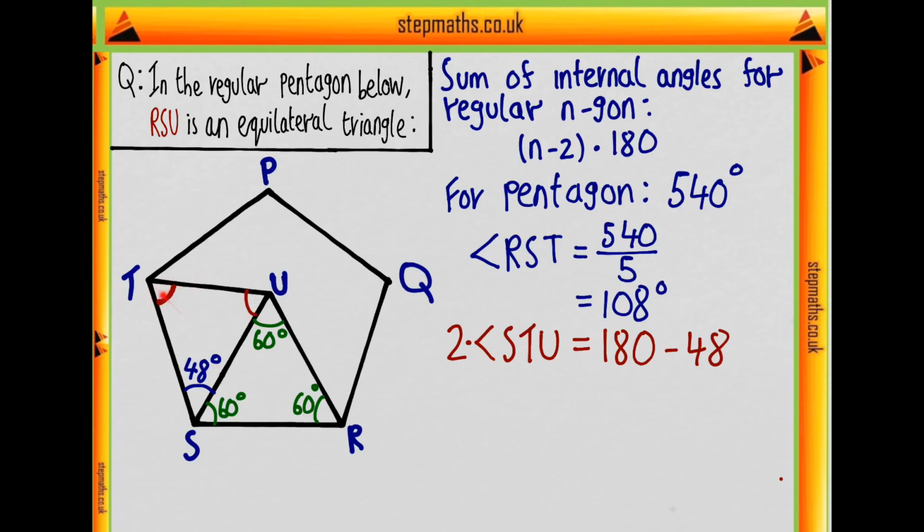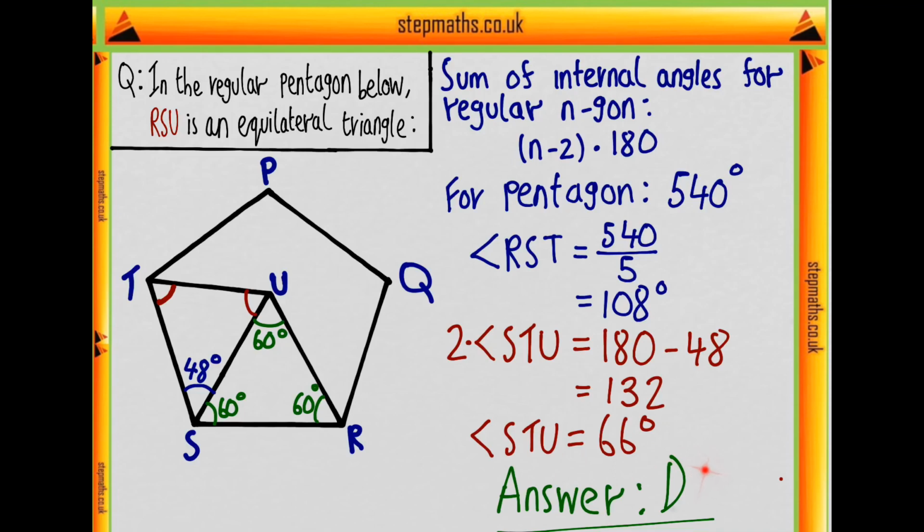So now we're nearly done, because we know 2 times this angle, i.e. this angle plus this angle, is going to be equal to 180 minus the 48 degrees here, because the sum of internal angles of a triangle is 180. So this is 132. And divide through by 2, you get the angle STU is 66. Which is good, because that's D, now multiple choice options, and so our answer is D.